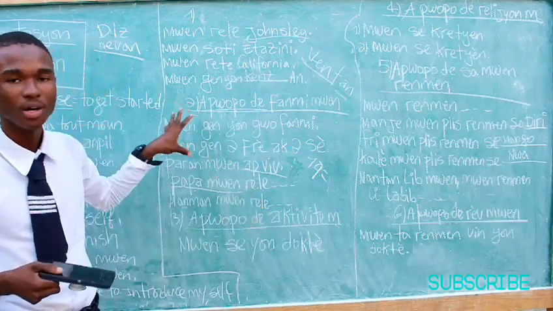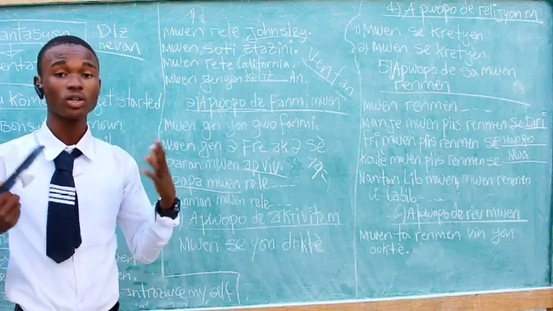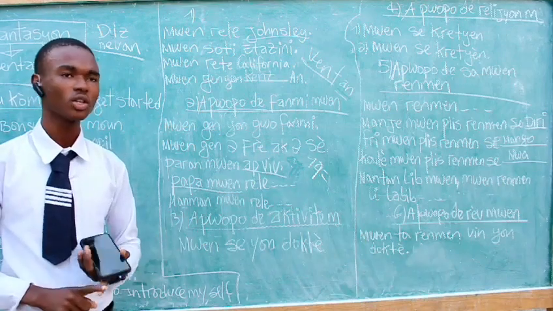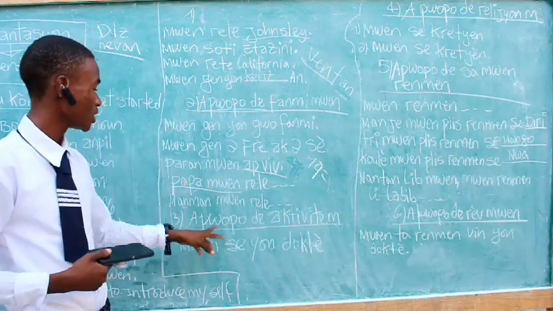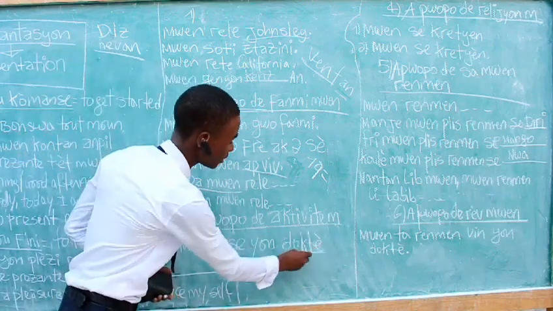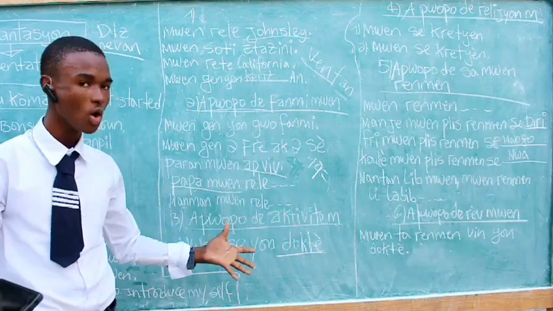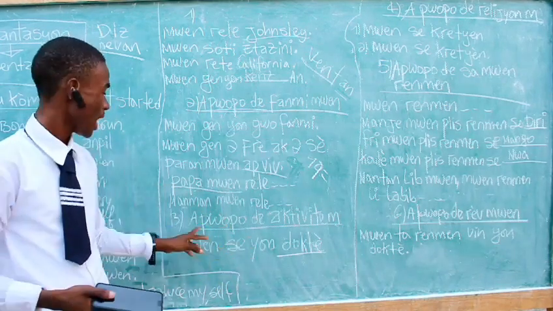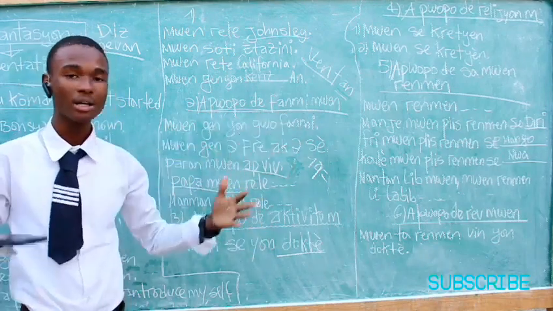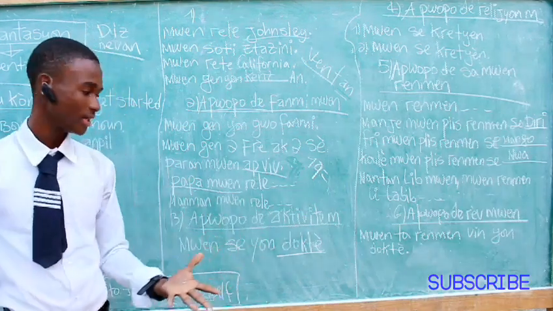So this is the second part of the presentation. Now we're gonna go to a third part. We want to talk about your activities, like what you do. Are you a pastor? Are you a doctor? Whatever it is that you do, you mention it here. Docteur means doctor. À propos de famille moi, about my family. À propos de activité, about my activities.